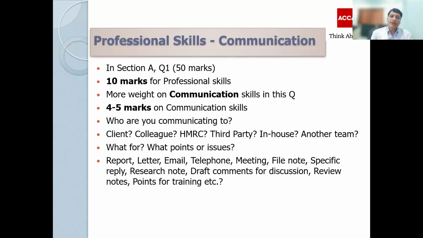So you may be writing a report. So it may be in the report format. You're writing a letter. In a number of cases, a letter or the email. Sometimes note of the telephone communication. Sometimes a meeting note. Sometimes file note for your own in-house file purpose. In some cases, a specific reply to the client's question. So you may be having some research and preparing a research note for in-house team or even for the presentation. Sometimes draft comment for discussion. Sometimes review notes, points for the training, etc. So it depends on the question, what the question is actually asking.